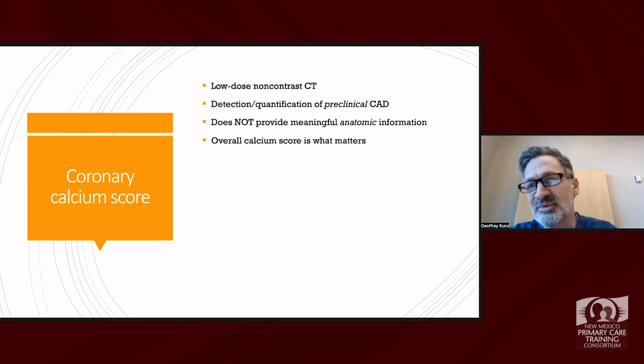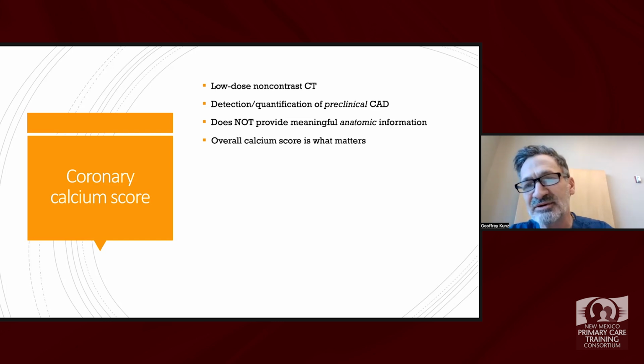And I have patients who come in who've had work on their arteries done, and they want to get it checked on with a calcium score. It's misunderstood, but using it in that setting is totally inappropriate, and I always dissuade from that. Coronary calcium score does not provide meaningful anatomic information. I think this is one of the biggest misleading things about the calcium score.